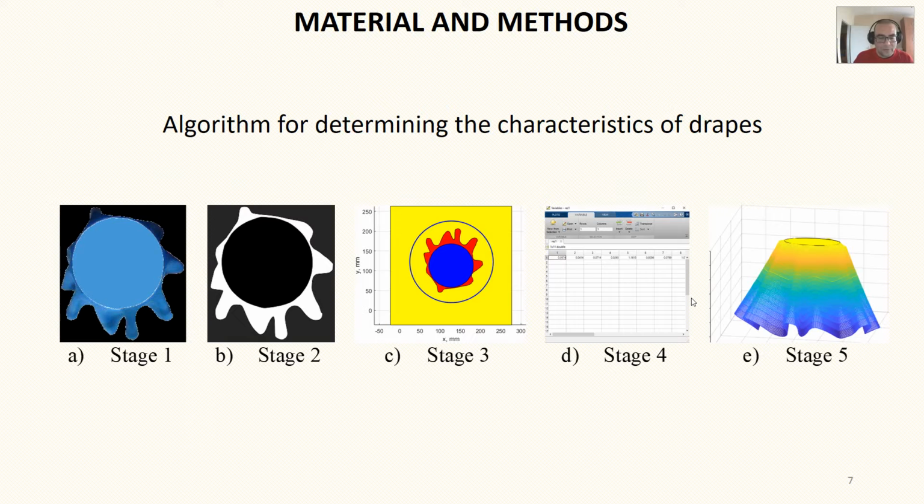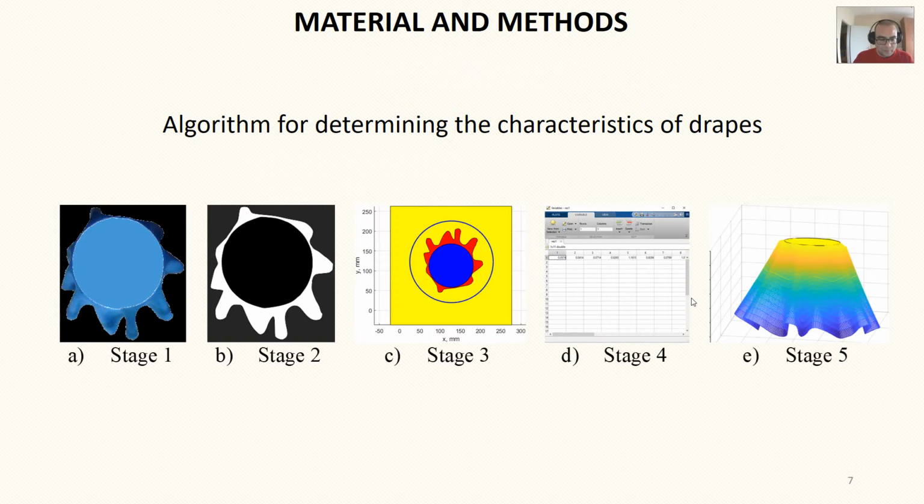An algorithm for calculating the characteristics of drapes and visualization of their three-dimensional shape has been used. Stage 1: load the original RGB image. Stage 2: conversion to HSV and separation of the S component. Stage 3: define the contours of the central disk and the drapery from the image. Visualization of the number of pixels per millimeter was used.